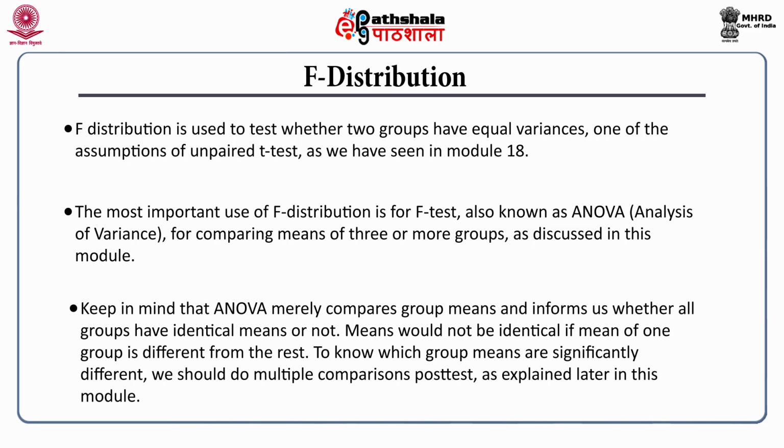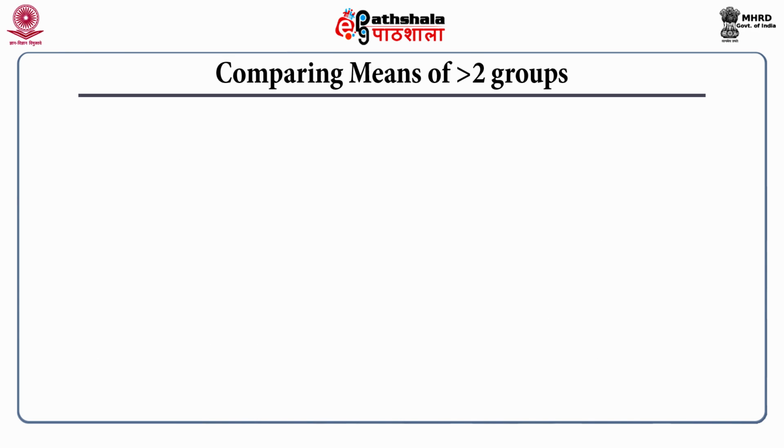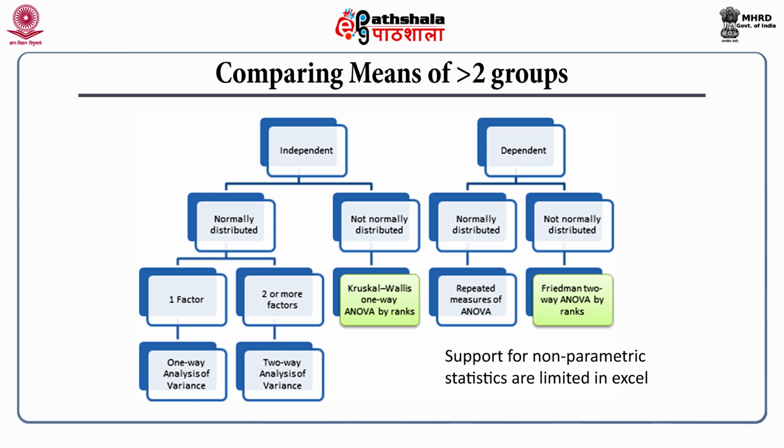So the post test includes Tukey's HSD, that is honestly significant difference, or Bonferroni adjustment of multiple t-tests. So you can do this comparison of more than two groups. So the first question is, is it independent or dependent? In case it is independent, now the question is, is it normally distributed, the Gaussian distribution, or not normally distributed? If it's normally distributed, we have to use one of these parametric tests like ANOVA.